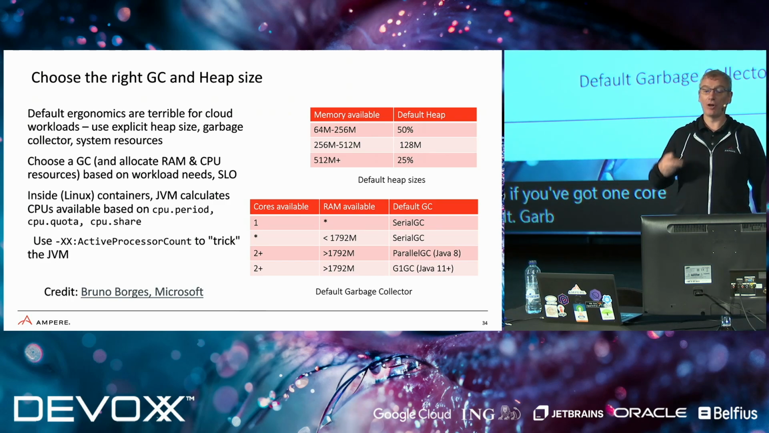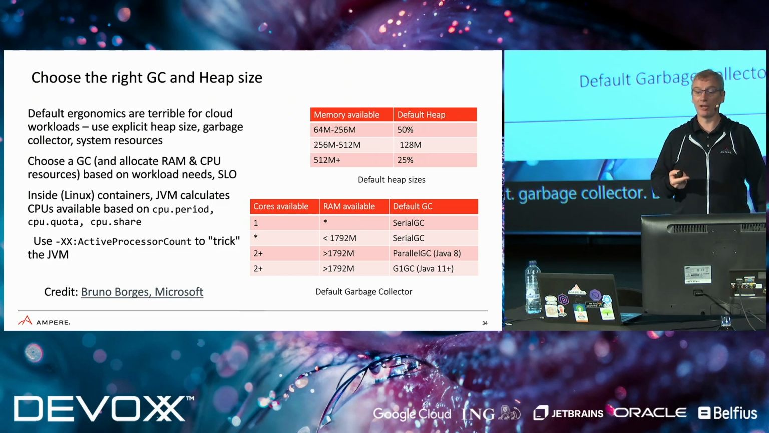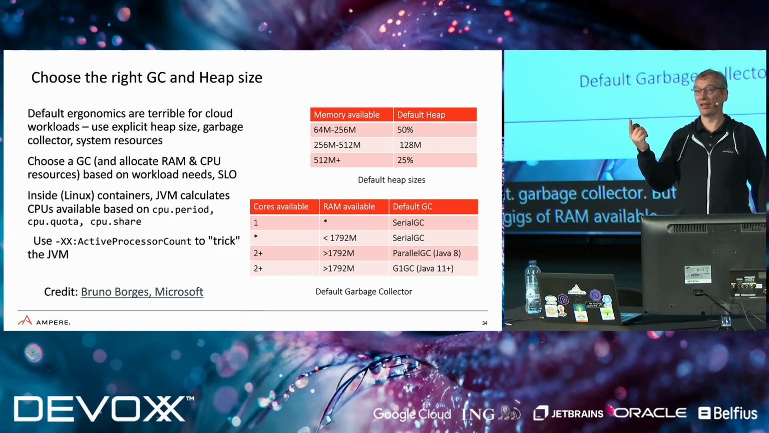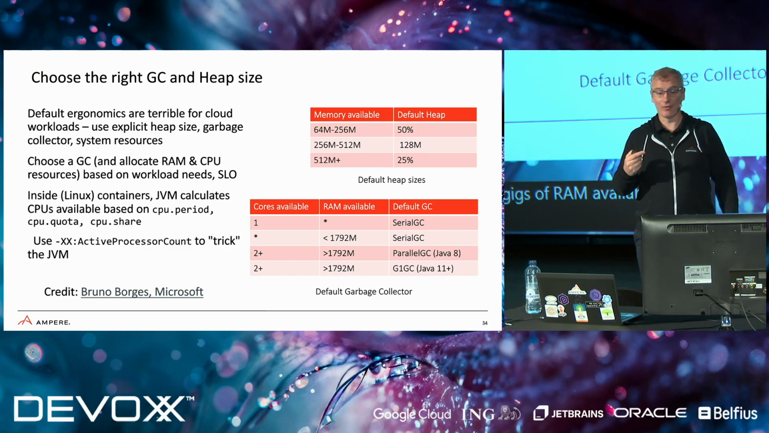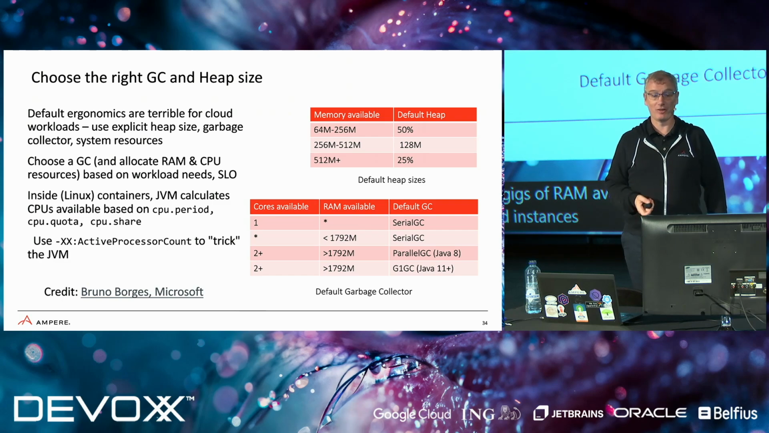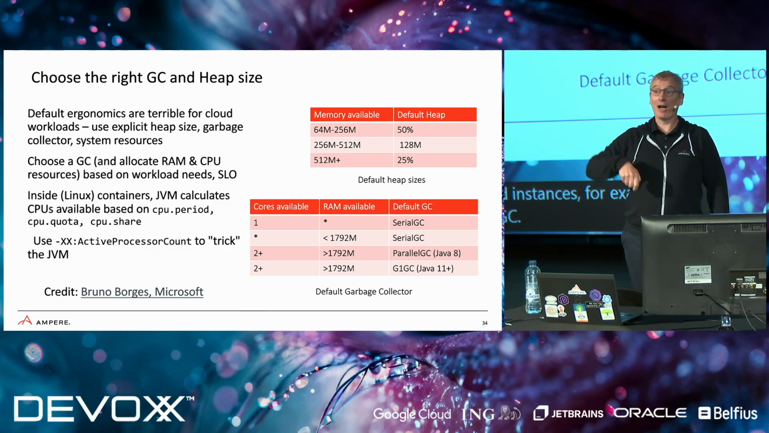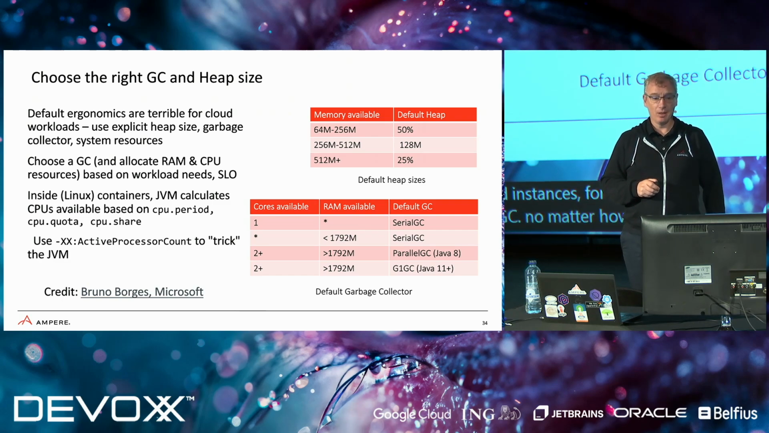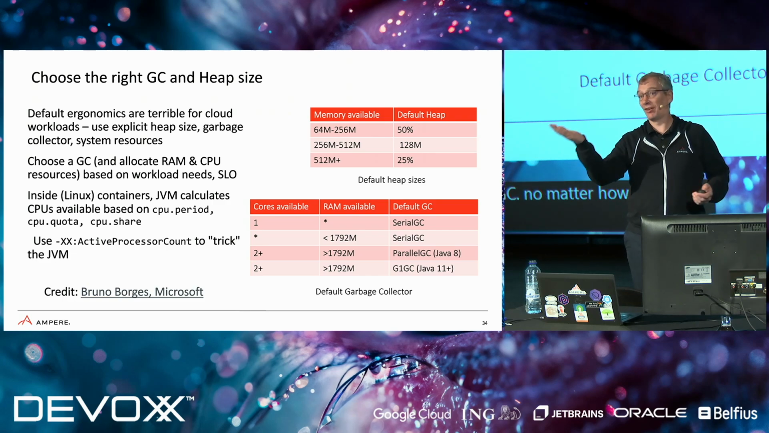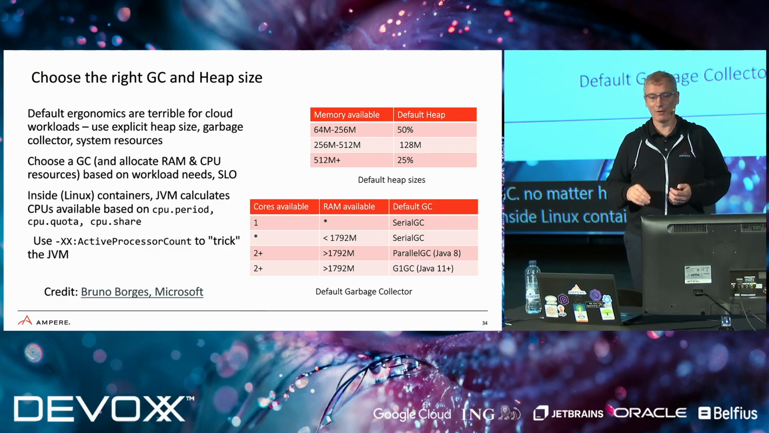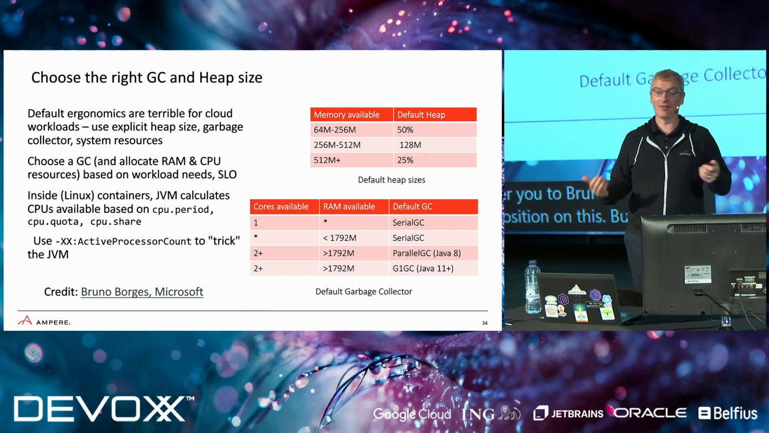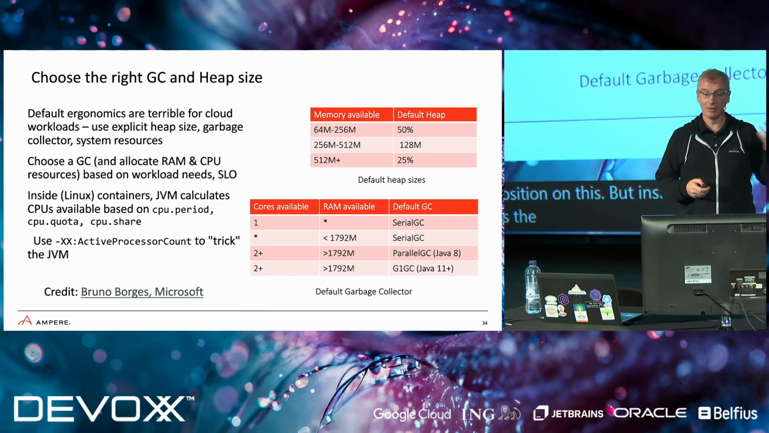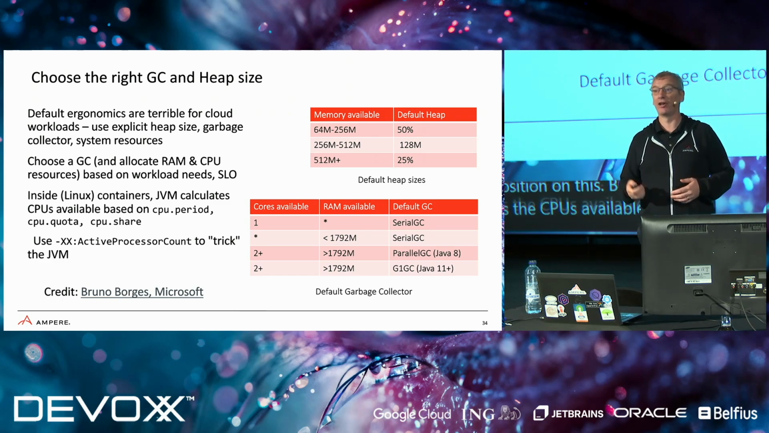But also if you have under 1.8 gigs of RAM available, which is often the case in cloud instances, for example, you're also going to get serial GC, no matter how many cores you have available. And inside Linux containers, and this is another trick, again, I refer you to Bruno's presentation for a lot more exposition on this. But inside Linux containers, the JVM calculates the CPUs available based on CPU.period, .quota, and .share.